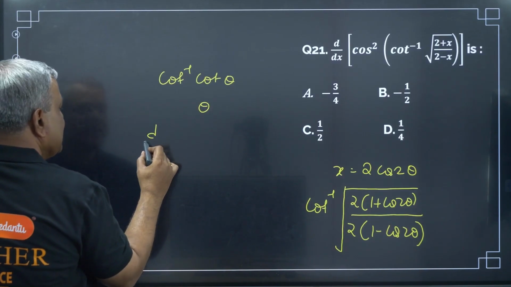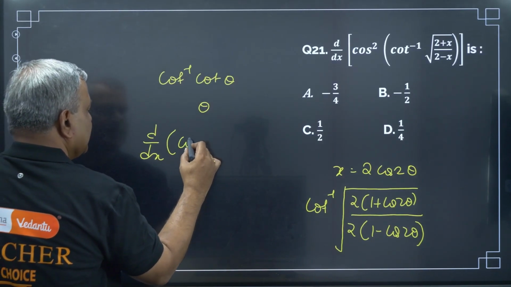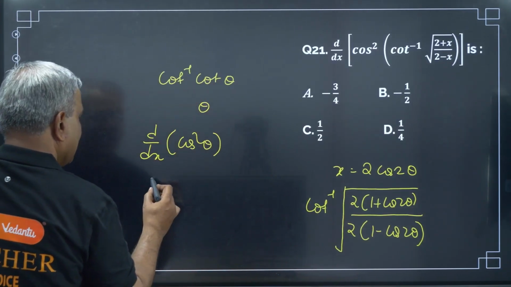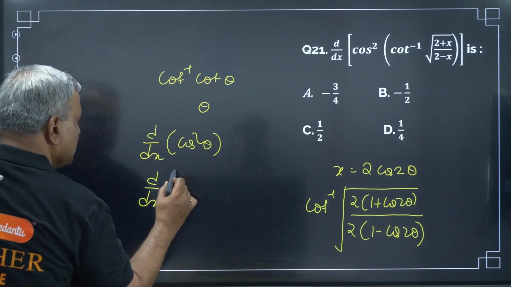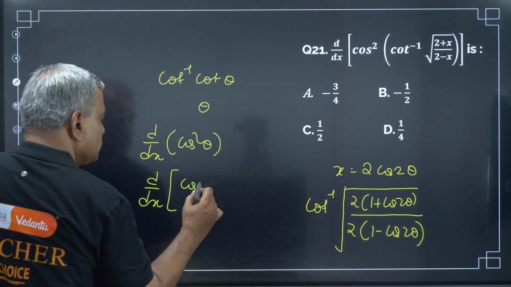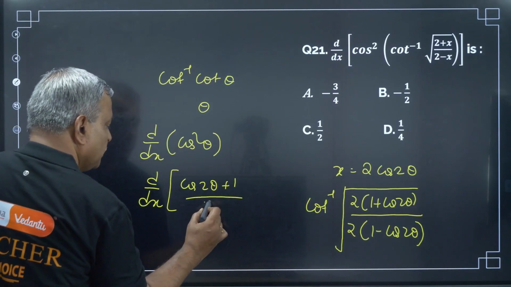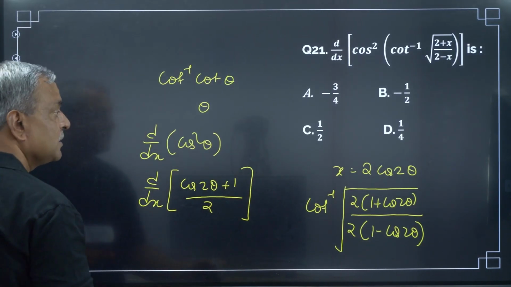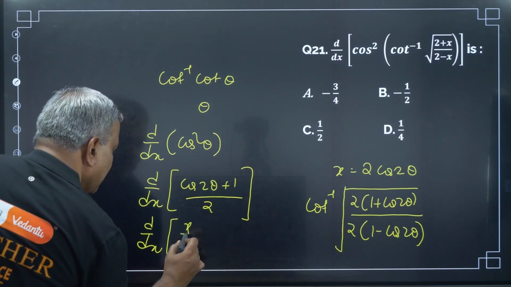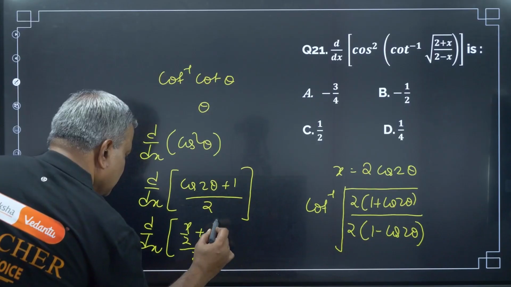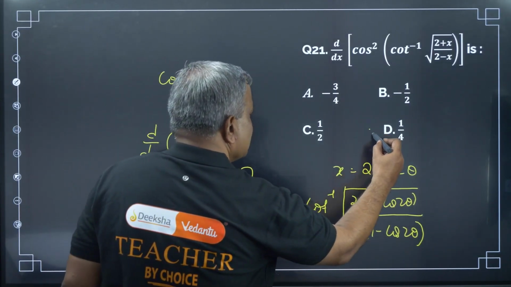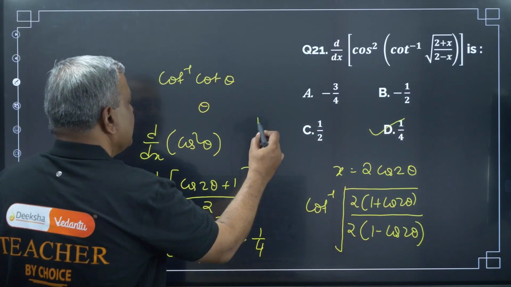So d by dx of cos square theta. Clear? But you have to write it in terms of x. So this can be written as d by dx of, okay, cos square theta is, what is cos square theta? Cos 2 theta plus 1 by 2. That is cos square theta. But what is cos 2 theta? d by dx of x by 2 plus 1 by 2. Differentiation of x is 1, so the answer is 1 by 4. Option D is correct.